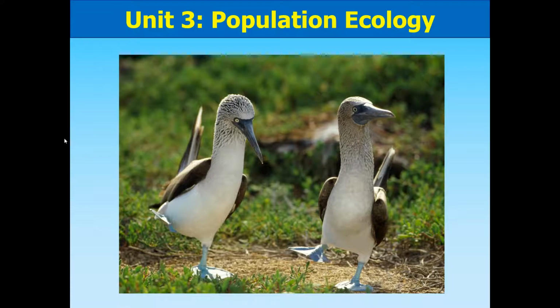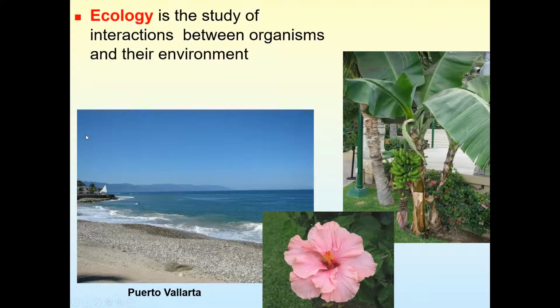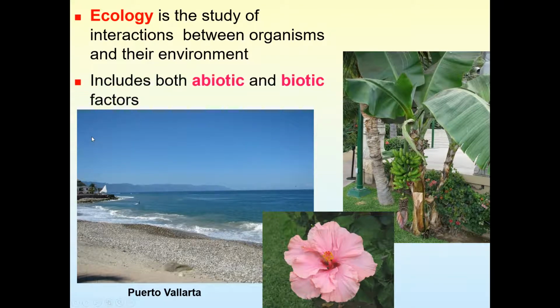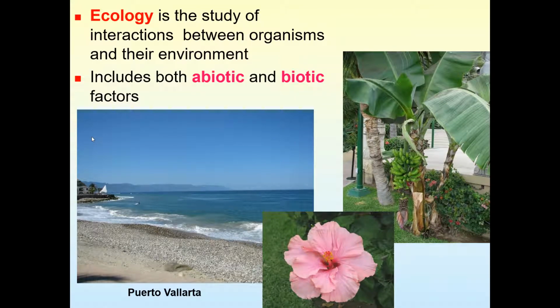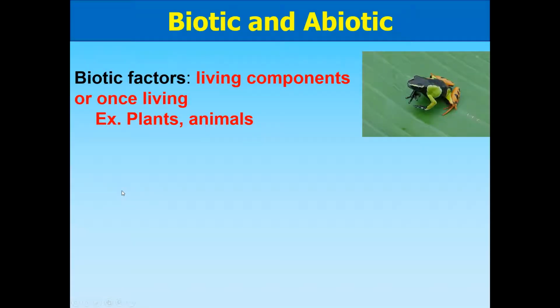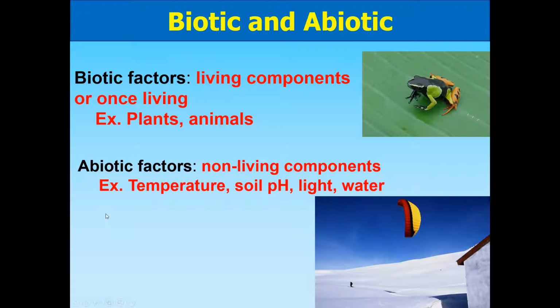Let's talk about population ecology. Ecology is the study of interactions between organisms and their environment. This includes both abiotic and biotic factors. Biotic factors are living components or once living, like plants or animals. Abiotic factors include non-living components like temperature, soil pH, light, and water.